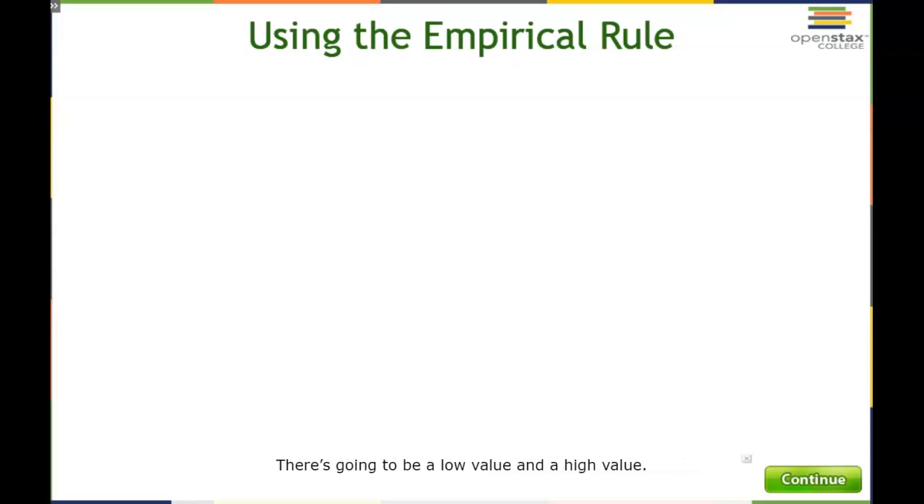There's going to be a low value and a high value. So it's this range of values. To calculate this, I know my low value is 1 standard deviation below the mean. So our mean minus 1 standard deviation will give us our value.